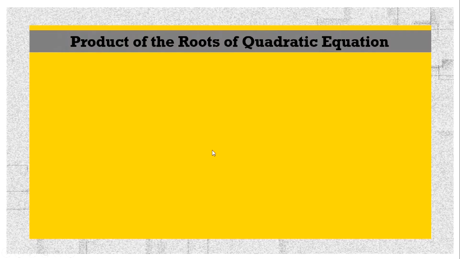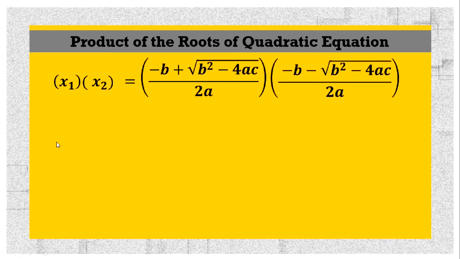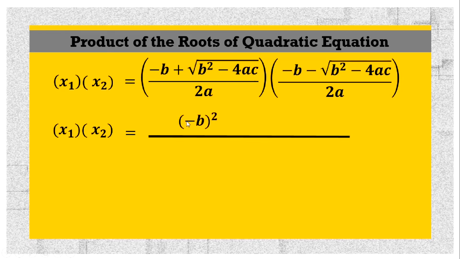Next, product of the roots of quadratic equation. So for the product of x sub 1 and x sub 2, we have this, our x sub 1 times our x sub 2. So simplifying, we have x sub 1 times x sub 2 is equal to, since these are fractions, ang pag-multiply natin, numerator to numerator and denominator to denominator. And kung mapapansin natin, our numerators are sum and difference of two terms. So pwede natin siyang i-express as quantity negative b squared minus quantity square root of b squared minus 4ac squared all over 2a times 2a, or simply 2a squared.